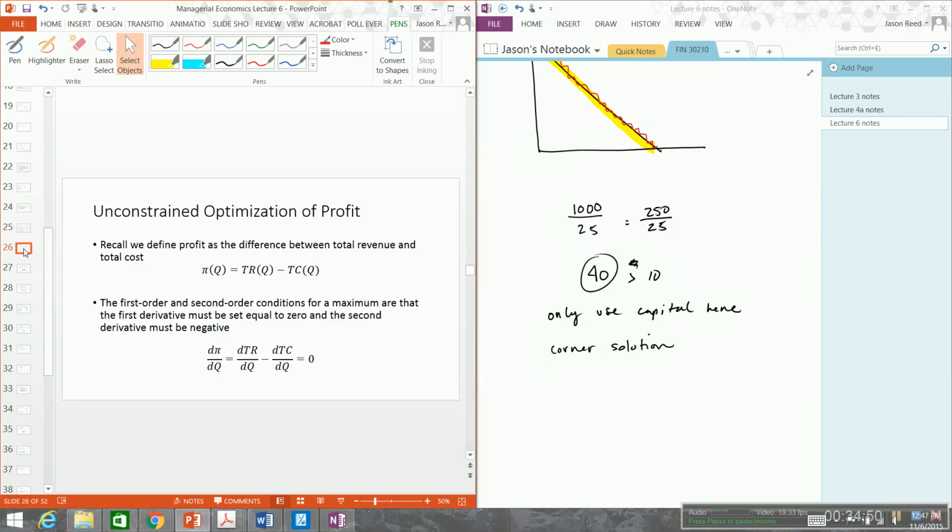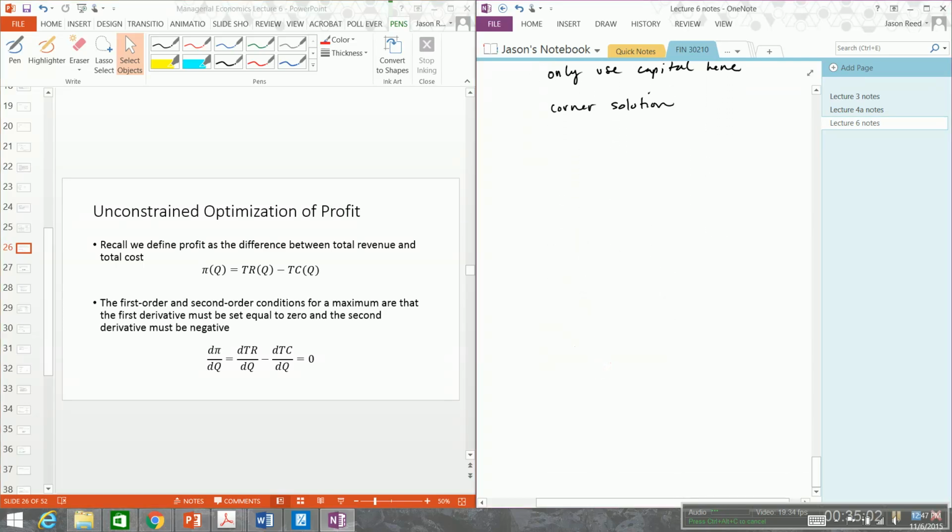So we can move on now to the idea of unconstrained optimization of profit. What we have here is looking at profit in a variety of contexts. So what we're going to start looking at is understanding that profit is going to be the difference between total revenue and total cost. And so we're going to first define it simply as a function of Q.